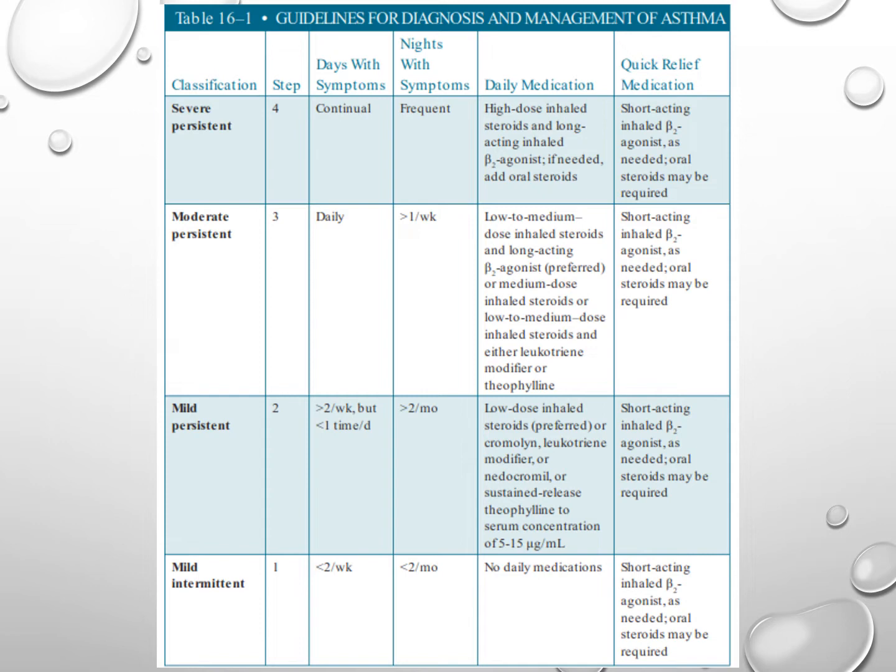And in case of severe persistent asthma, it's step 4. We have continual days with symptoms, frequent nights with symptoms, and daily we take high-dose inhaled steroids and long-acting inhaled beta-2 agonists, and if needed, add oral steroids. And for quick relief medication, we use short-acting inhaled beta-2 agonists as needed. Oral steroids may be required.